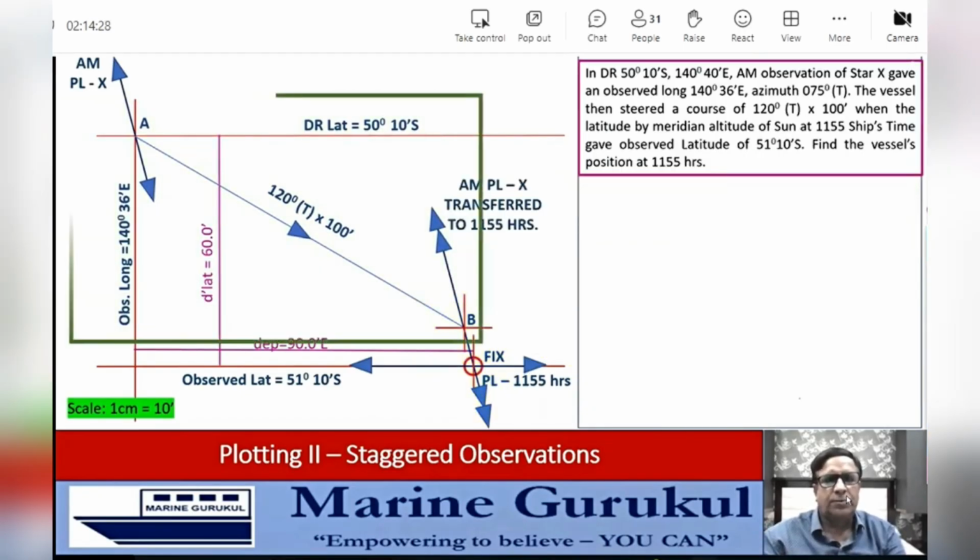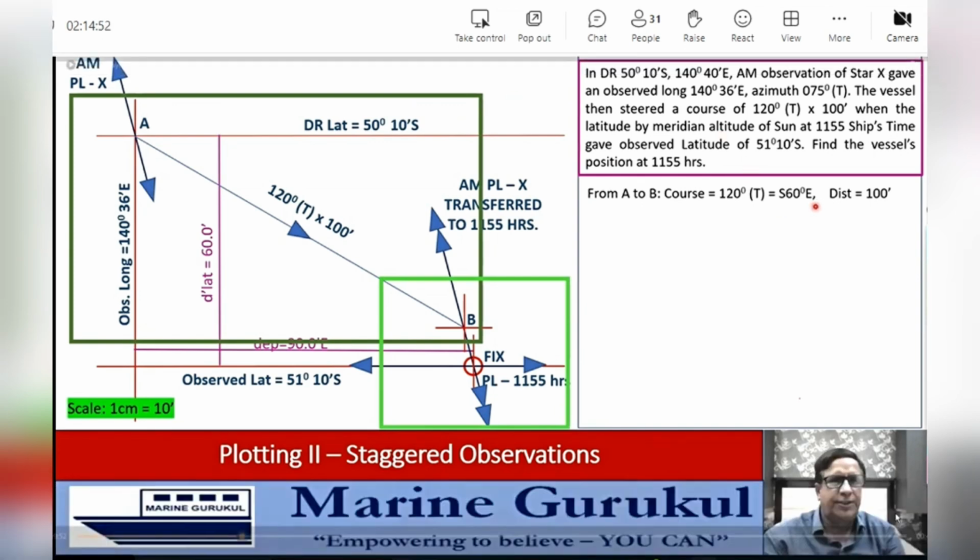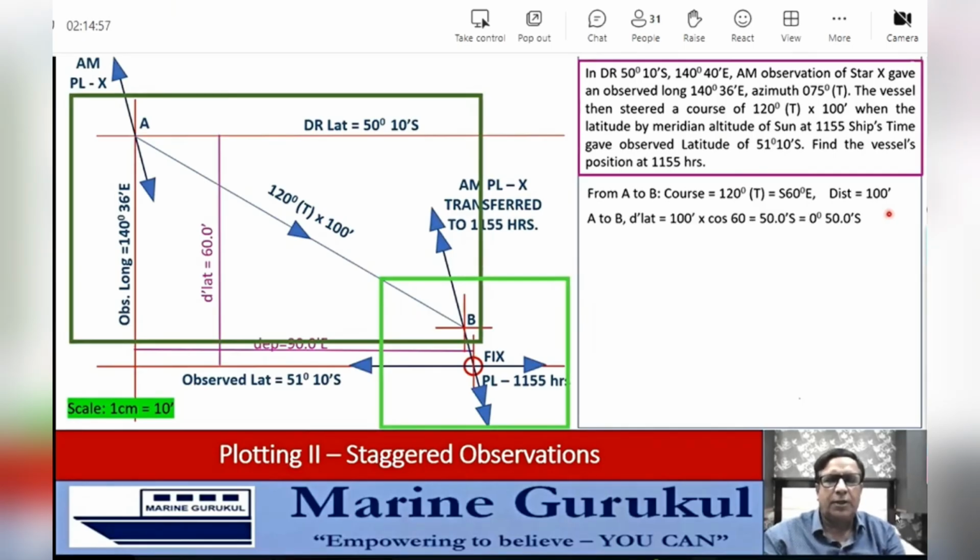So now let's solve the first part of this question mathematically to get the coordinates of point B, and thereafter only do the plotting of the limited portion, that is the second part of it. We know that the course from A to B is 120 degrees true, which in quadrantal notation is south 60 degrees east, and the distance is 100 miles. Using the plane and parallel sailing formula, we get d lat from A to B as distance into cosine of course, which comes to 0 degrees 50 minutes south.